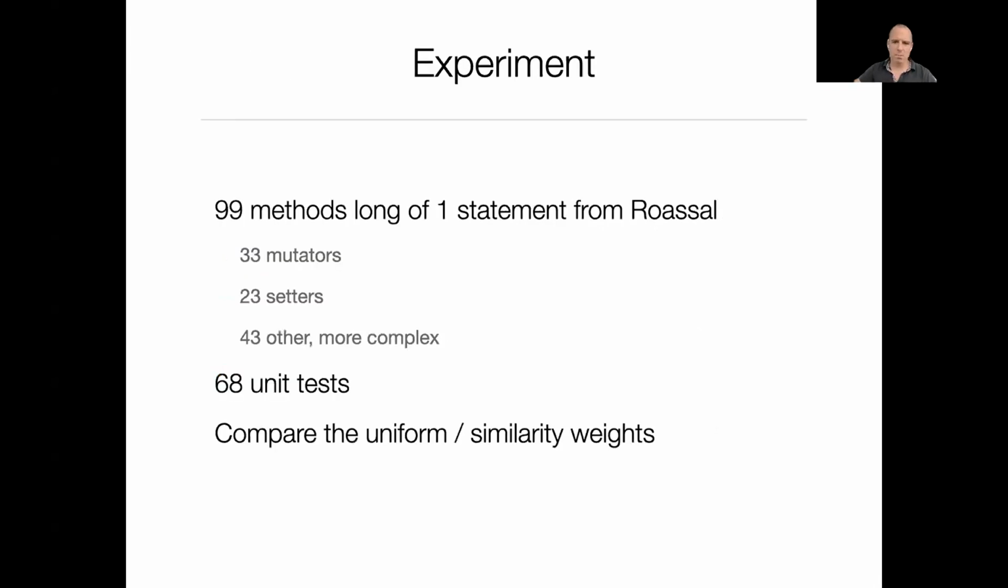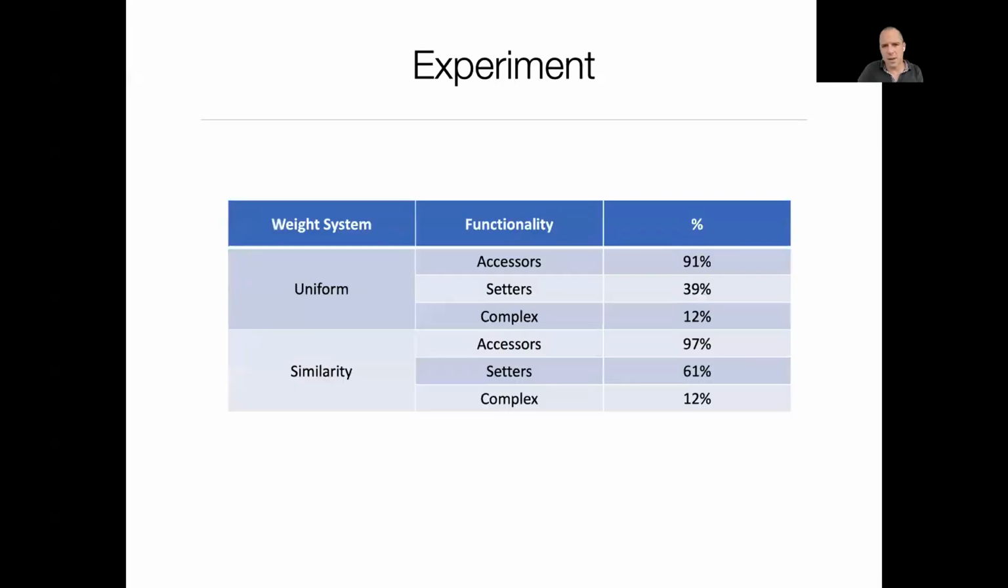And that's really the idea behind this weight mechanism. So as an experiment, we took the Roassal application. So we took a part of Roassal. In Roassal, we picked 99 methods that have exactly one statement. So these 99 methods have mutators, setters, and some other methods that we qualify as complex. A complex method for us is a method that is not a mutator or a setter. Then we have 68 unit tests, and then we run the experiment, and we compare the different weights, uniform or similarity.